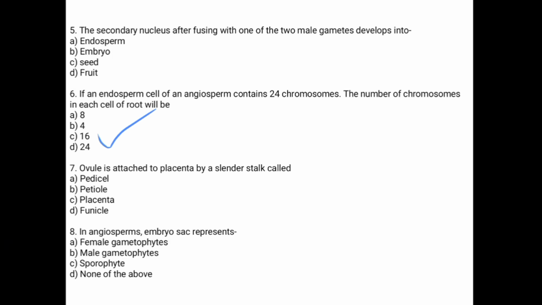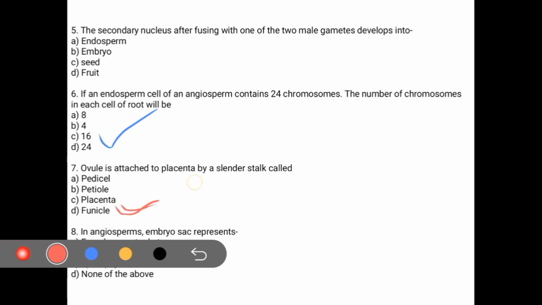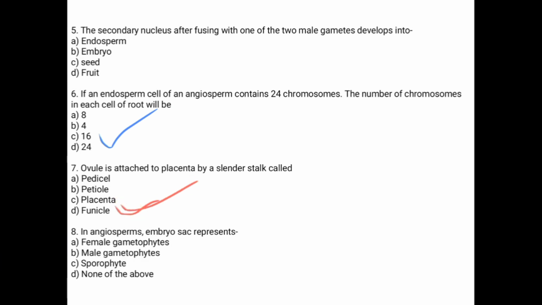Then come to the next question. Ovule is attached to placenta by a slender stalk called funicle, because funicle is a short stalk through which the ovule is attached to the placenta. Then the pedicel is the stalk of a flower by which it is attached to the stem of the plant. Then the petiole is the stalk of a leaf by which it is attached to the stem. So the correct answer is the funicle.